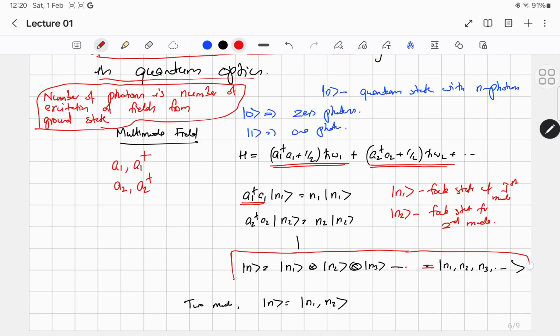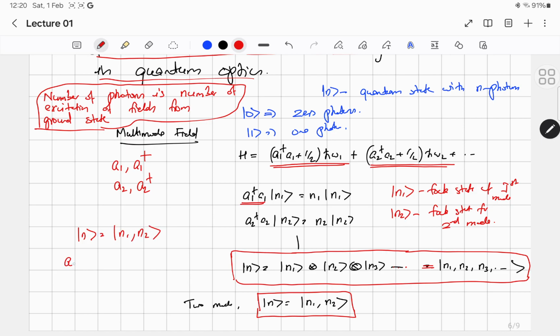So this is the representation for a multi-mode field, and sometimes you may have to discuss a two-mode field. So consider a field with two different polarizations. These two different polarizations have to be treated as two different modes. So if the state is only a two-mode state, then I have to write ket n as n1 n2. Okay, so suppose you have a two-mode field, the ket n I can write as n1 n2.